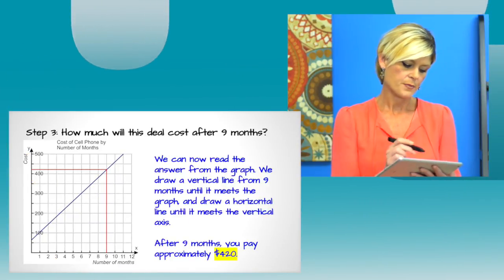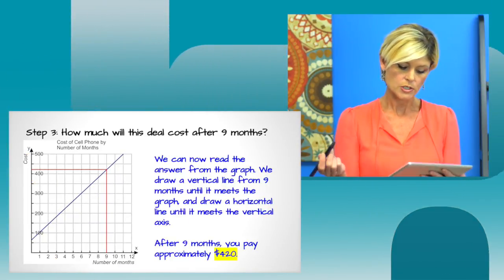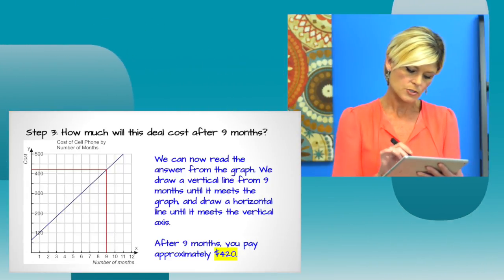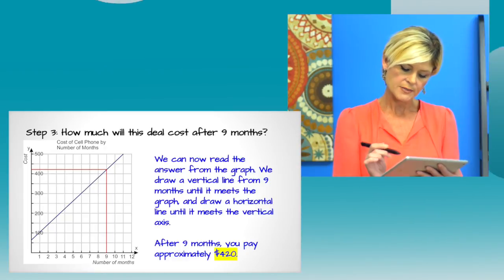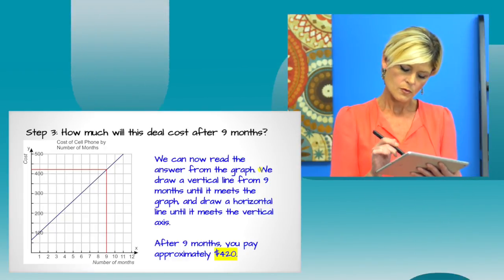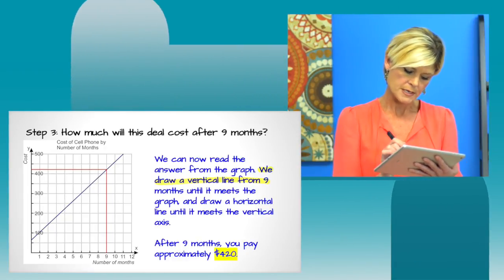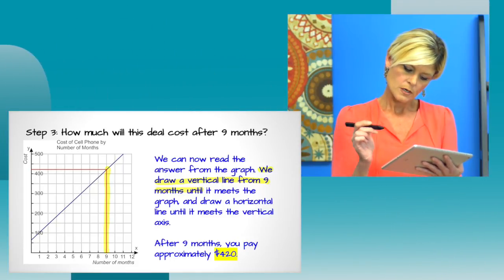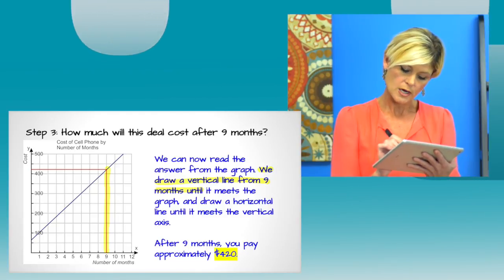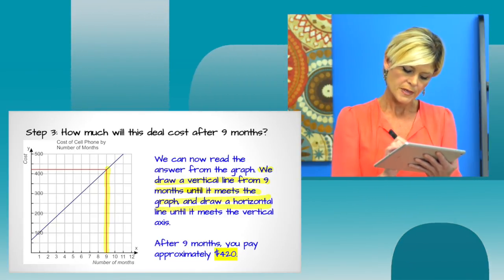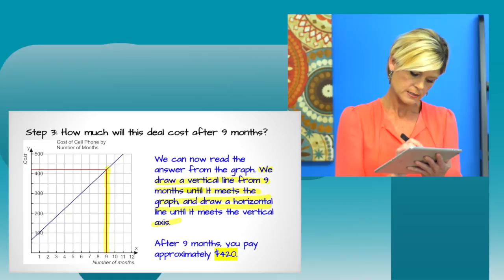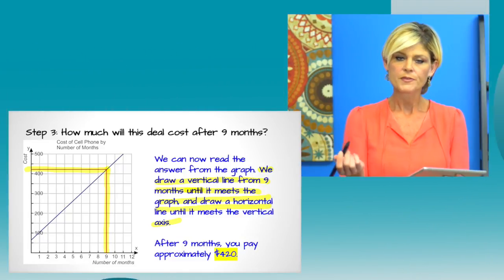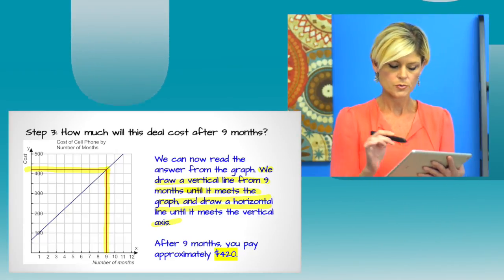So the next step is step 3. How much is this deal going to cost after 9 months? We can now read the answer from the graph. All we have to do, and I've written this out for you, is draw a vertical line from 9 months, which is here, until it meets the graph, and draw a horizontal line until it meets the vertical axis, right there. So after 9 months, we can see on this graph that we're going to be paying about $420.